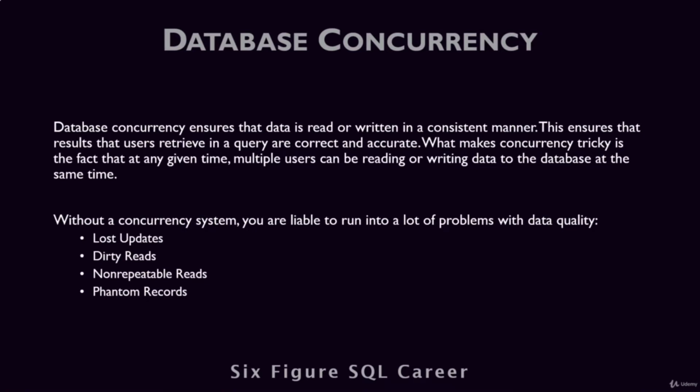If you don't have a concurrency system, you are liable to run into a lot of problems with the data quality. Specifically, you can deal with lost updates, dirty reads, non-repeatable reads, and phantom records. One thing I should point out is that all these problems in concurrency are not user errors. These are problems that can occur underneath the system if you don't have controls in place. Fortunately, a database does have these controls in place to make sure that you don't have these concurrency problems.